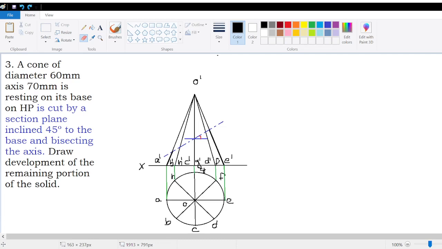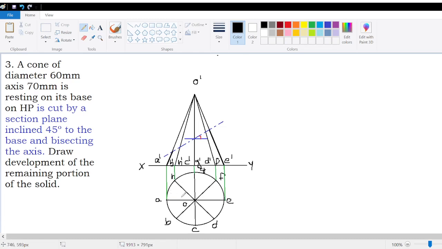Okay, so to draw this, first we'll draw the plan and the elevation of the cone. We'll start with the XY line. First draw the XY line, then draw the plan, which is nothing but a circle of diameter 60 mm. And as I said earlier, there are no corners or edges, so we need to divide this into 8 or 12 equal divisions. In this case, I have divided into 8 equal divisions.